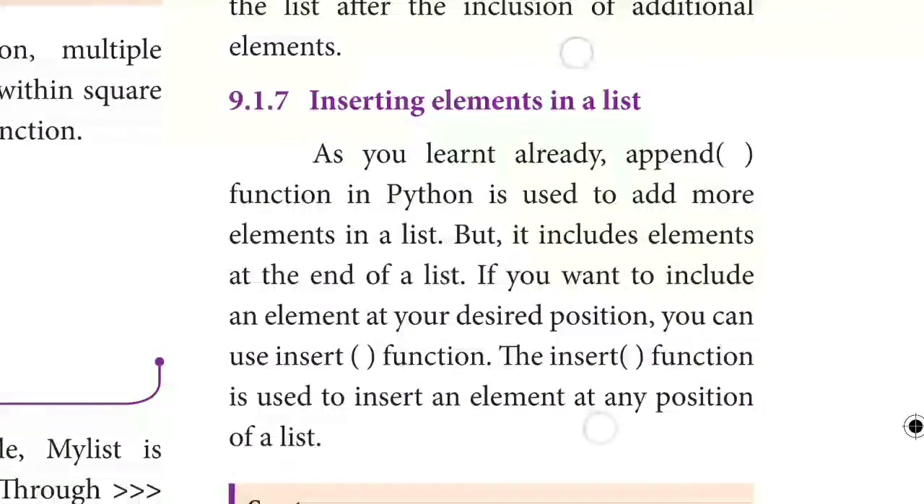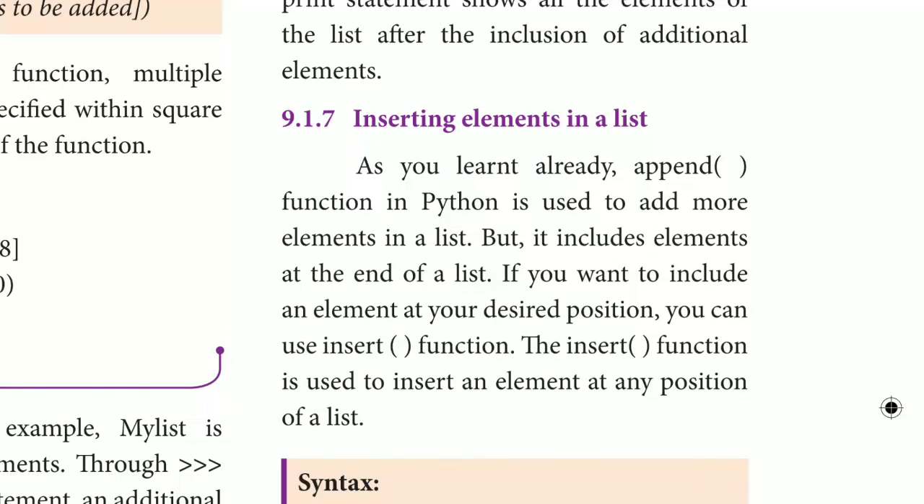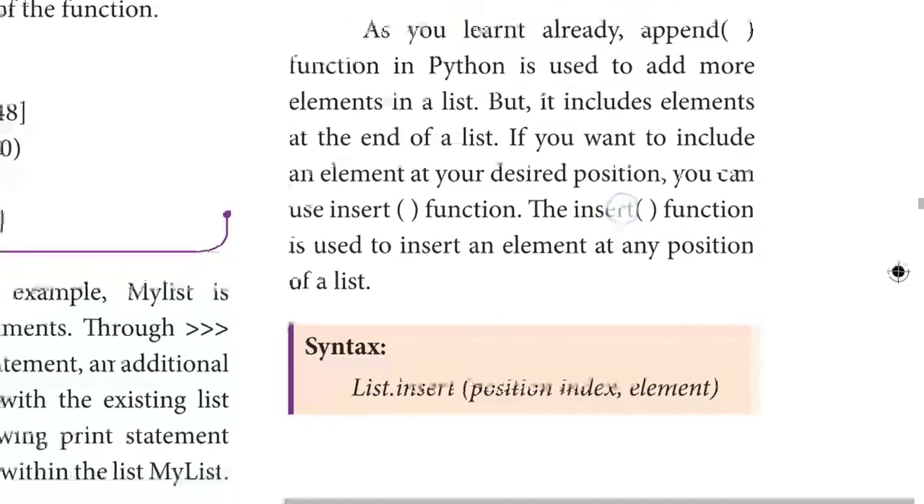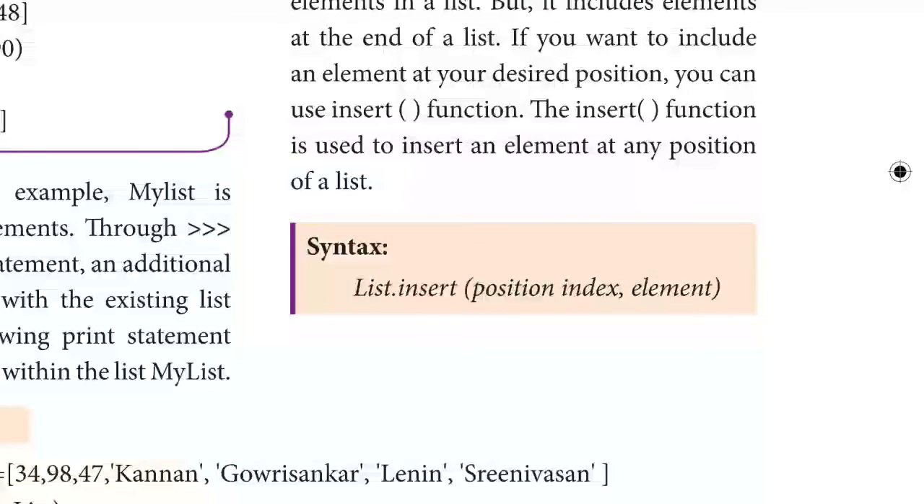Next is inserting elements in a list. As we already learned, the append function in Python is used to add more elements in the list, but it includes elements at the end of the list. If you want to include an element at your desired position, then the insert function can be used. The insert function is used to insert an element in the desired position as you like.